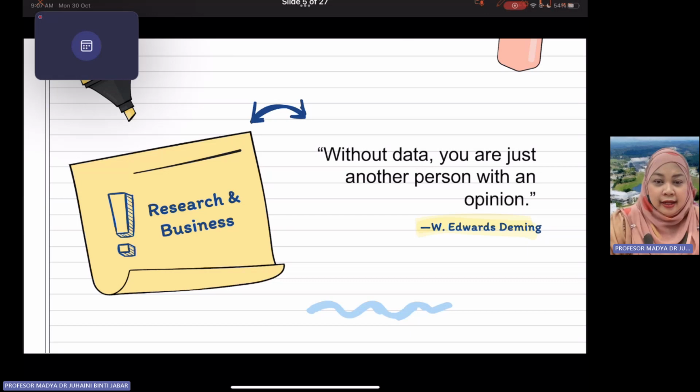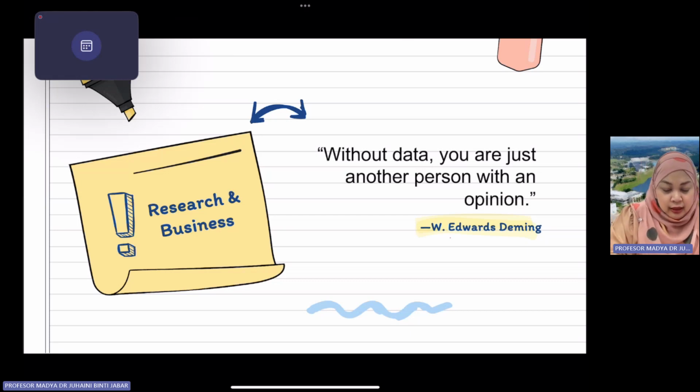Let's look at the next slide. So here from W. Edwards Deming, you can Google who W. Edwards Deming is. He's a notable person, but I would not like to give you who he is here. You have to Google him. He said, without data, you are just another person with an opinion. So the key word here is data.